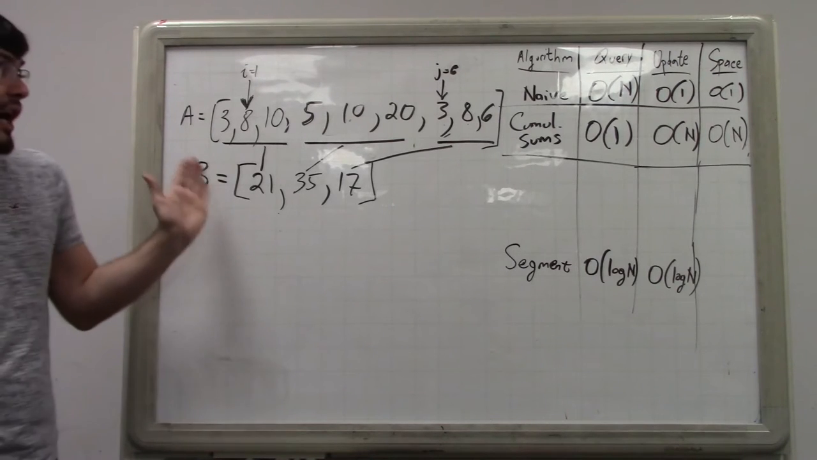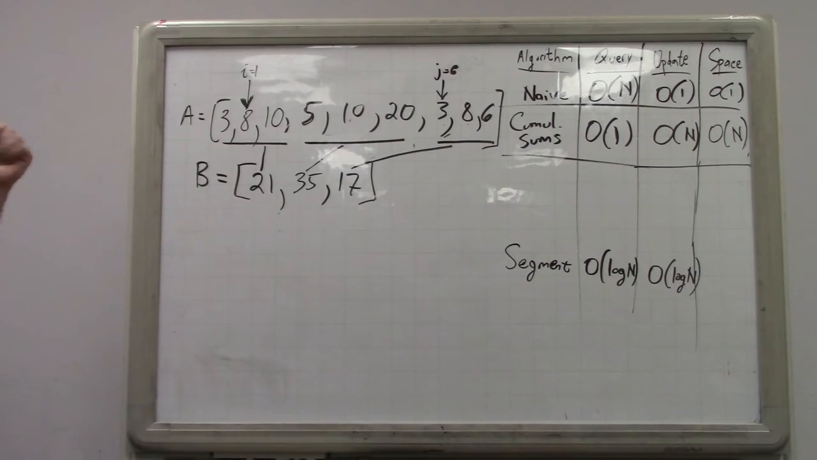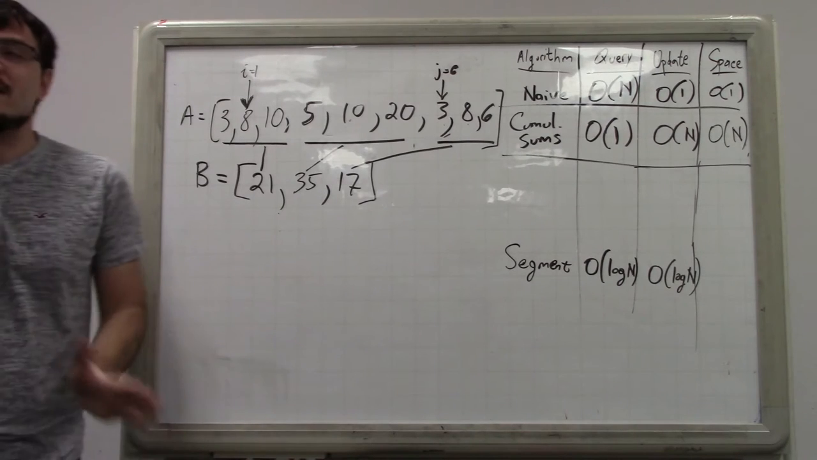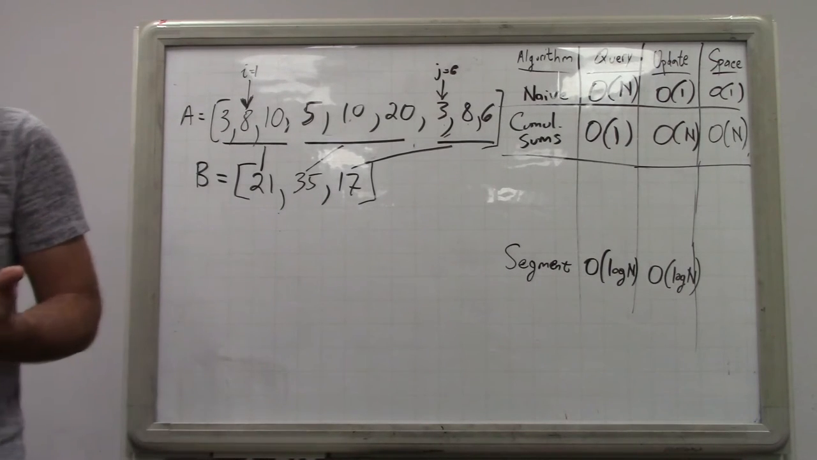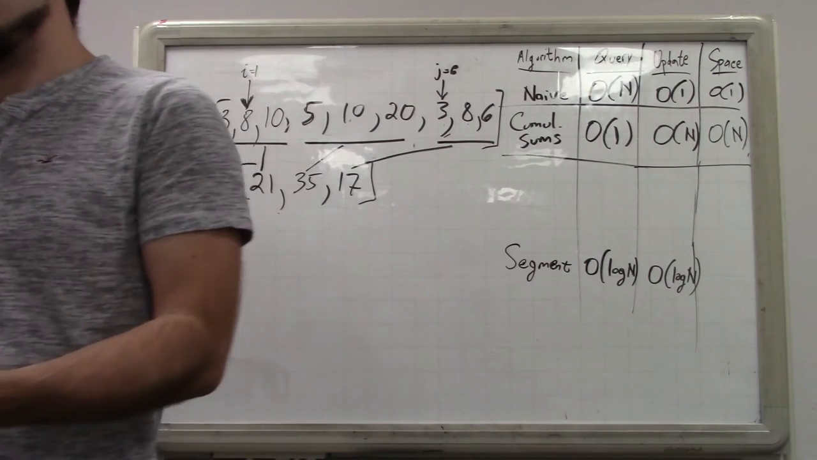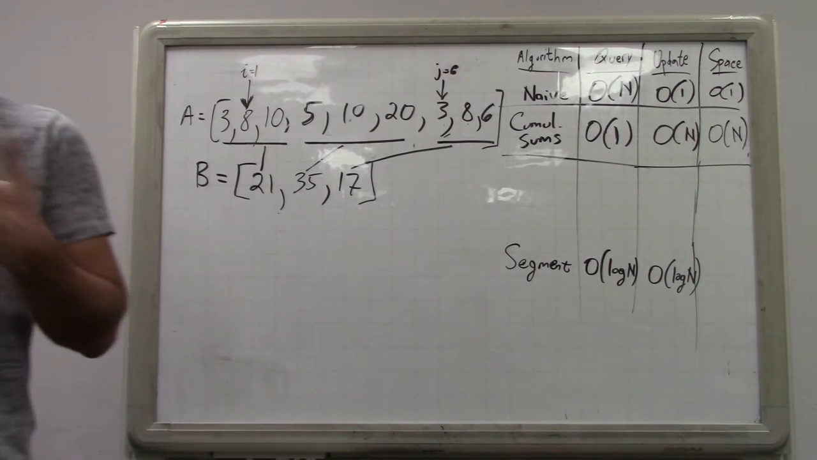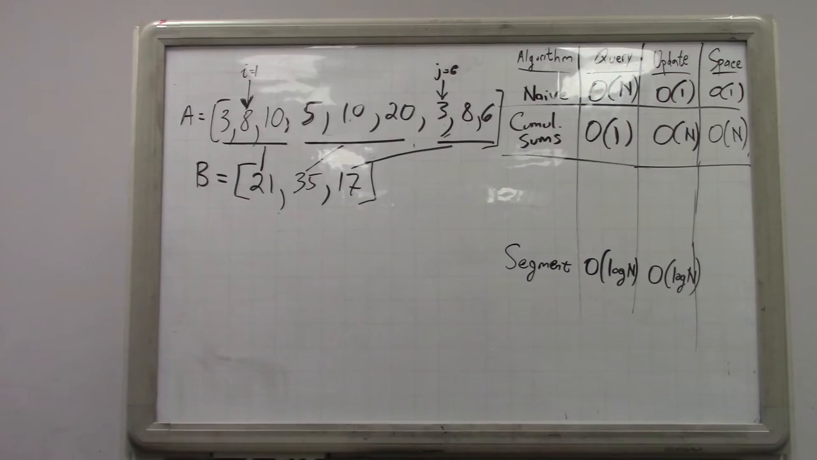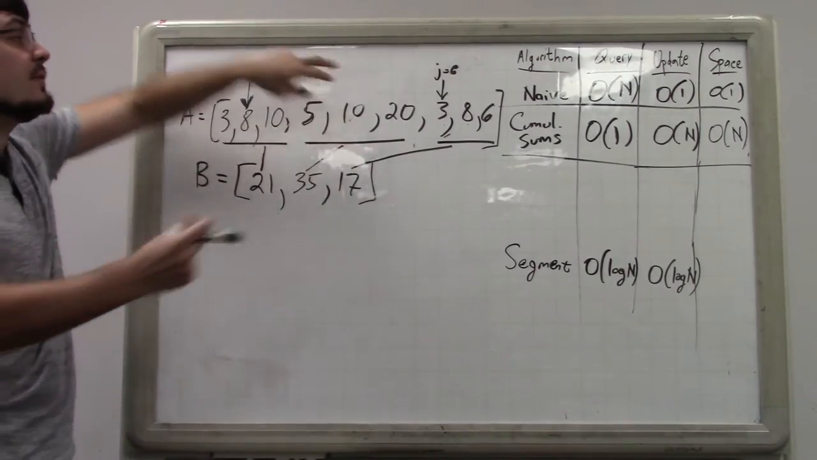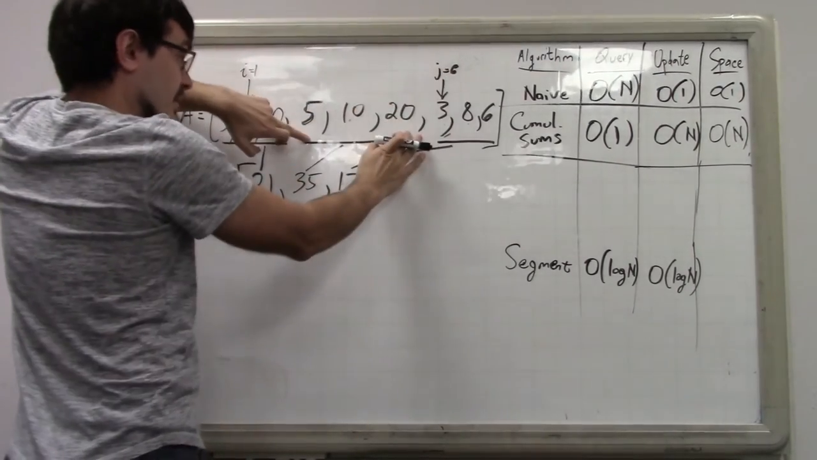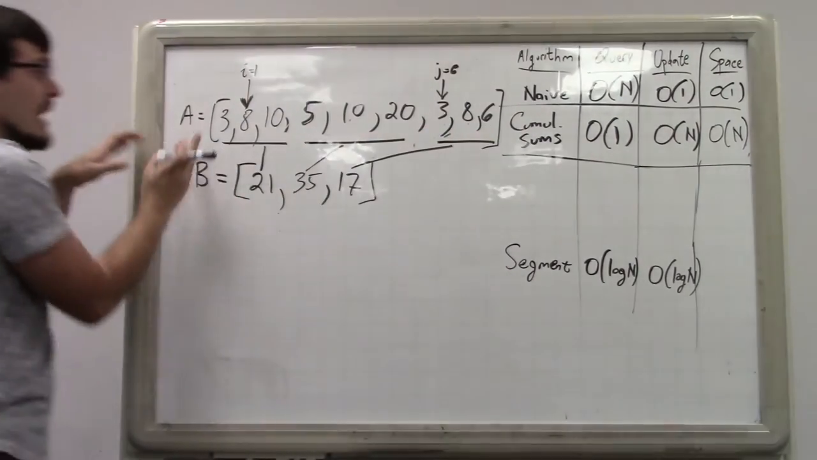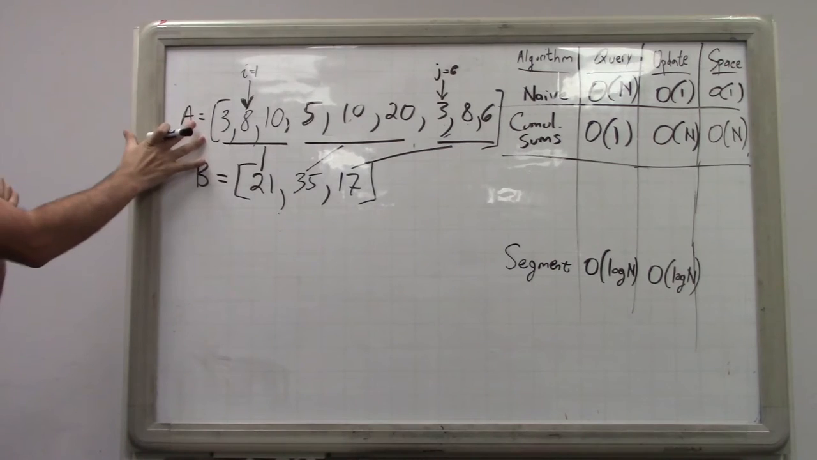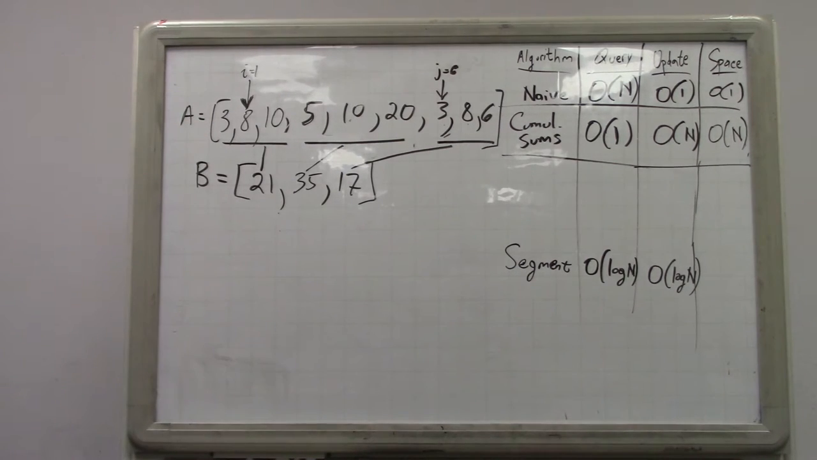Every block has one of three statuses, essentially. Every block is either not covered by the query, it is partially covered by the query, or it is fully covered by the query. Like this block, we say it is fully covered by the query. And these blocks are partially covered by the query. And if there were additional blocks outside of here, we would say they are not covered by the query.